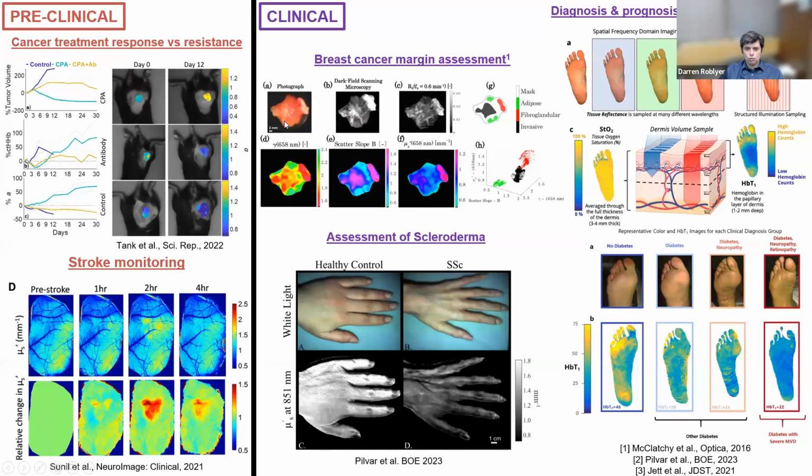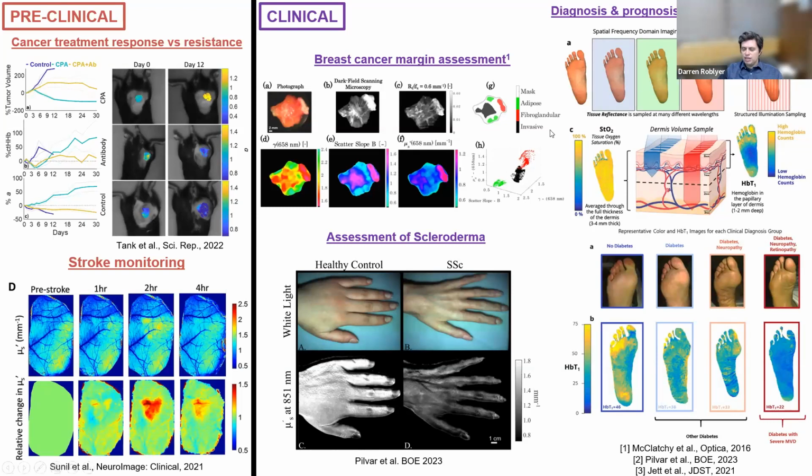And the idea here is one wants to identify if there's residual tumor in the boundaries of this resection. And so they looked at scattering signatures from SFDI to try to identify and classify different tissue types, like adipose, fibroglandular, and invasive cancer. The company that's commercialized this technology, called Modulum, based out of Irvine, California, is using this technology to look at diagnosis and prognosis of diabetic foot ulcers.